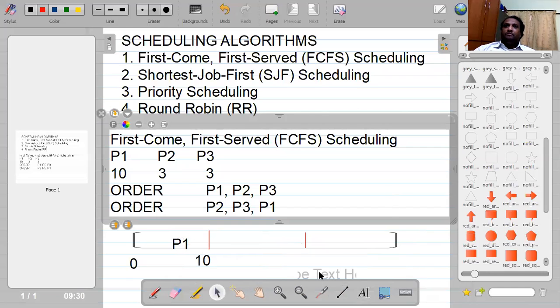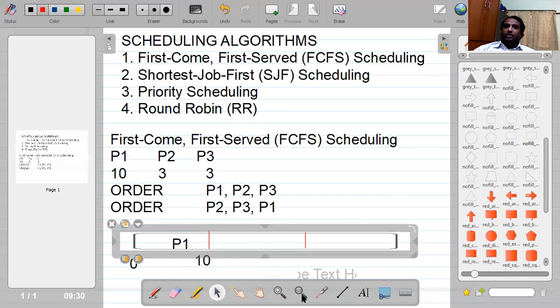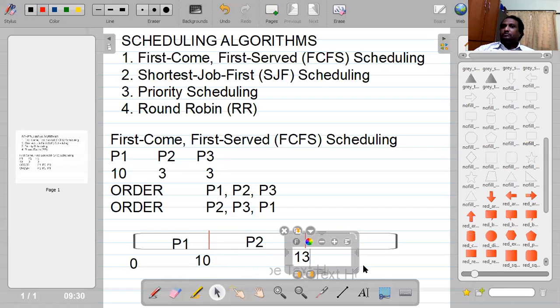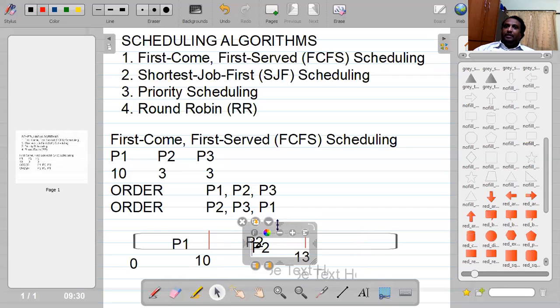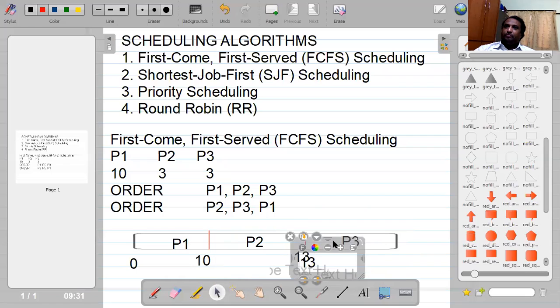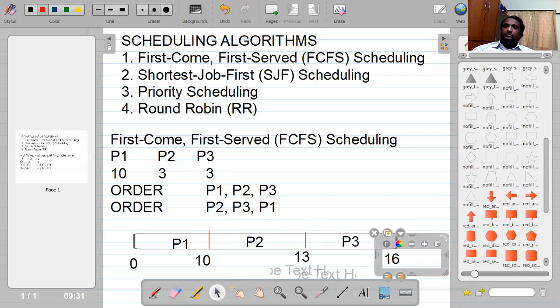Then after 10 seconds, P2 is going to start the process at 10 seconds. Then when is P2 going to complete? The 13th second. At the 13th second P2 is going to complete. Then immediately at the 13th second P3 is going to start. And P3 is going to finish off at what time? 16 seconds. So this is what we have seen as well.